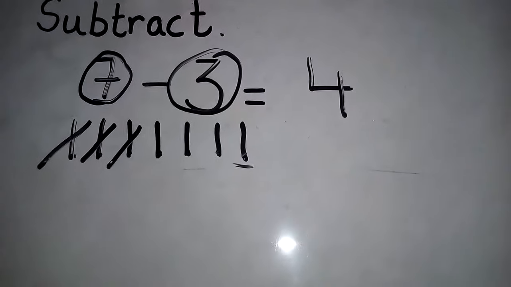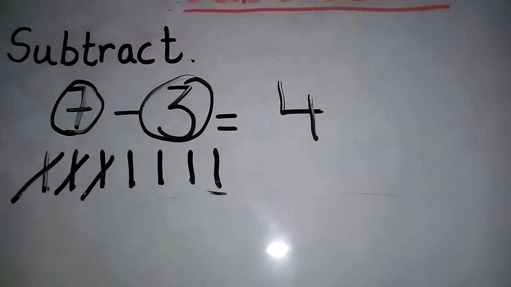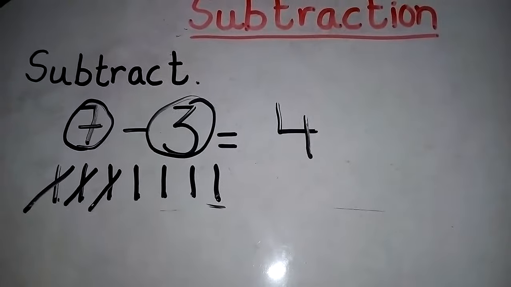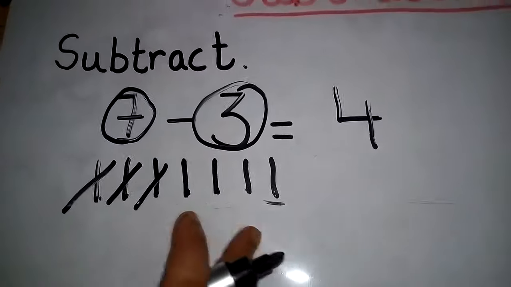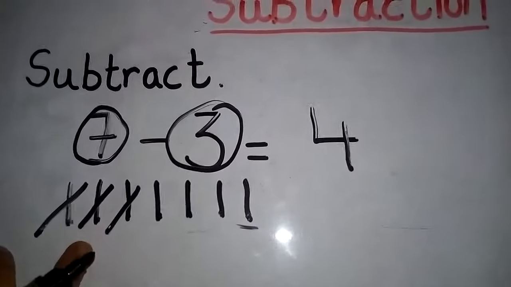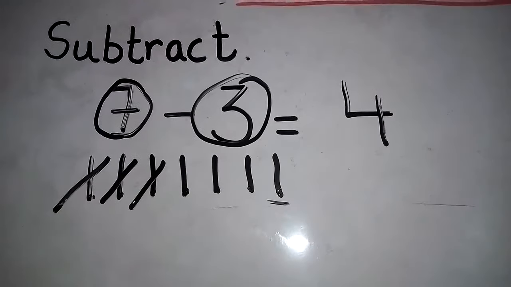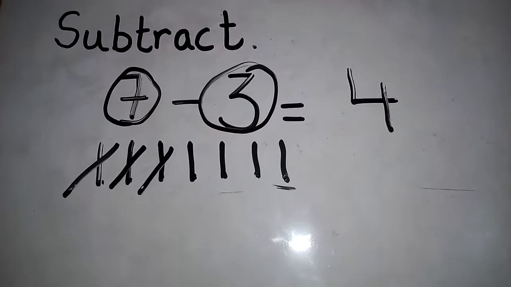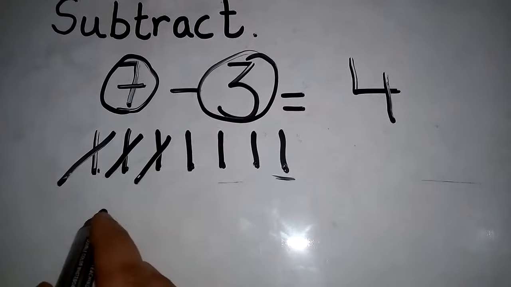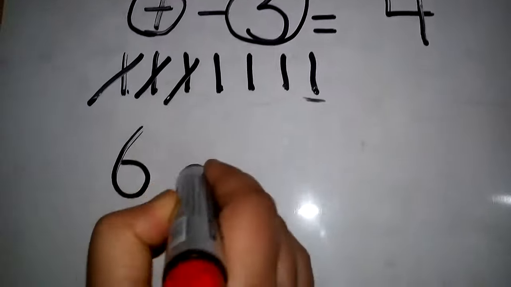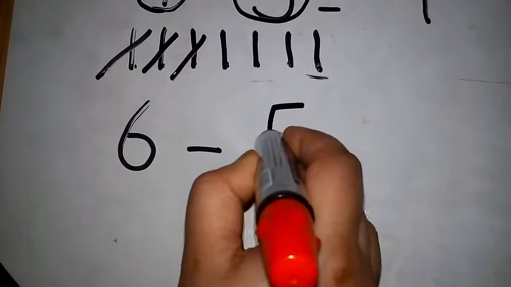You can tell your child that he or she can subtract numbers by drawing lines and then crossing out the given number from those lines. We can take another example, like 6 minus 5.